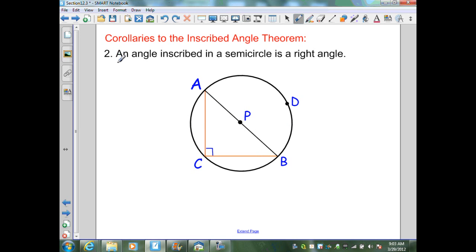The next corollary to the inscribed angle theorem is an angle inscribed in a semicircle is a right angle. Here I have a diagram and I have an inscribed angle ACB. Its chords extend to the endpoints of the diameter. Therefore, I know that the arc ADB is a semicircle, 180 degrees. And by the inscribed angle theorem, I know the measure of the inscribed angle is half the measure of the intercepted arc. In this case, a semicircle. Therefore, my inscribed angle would be 90 degrees.